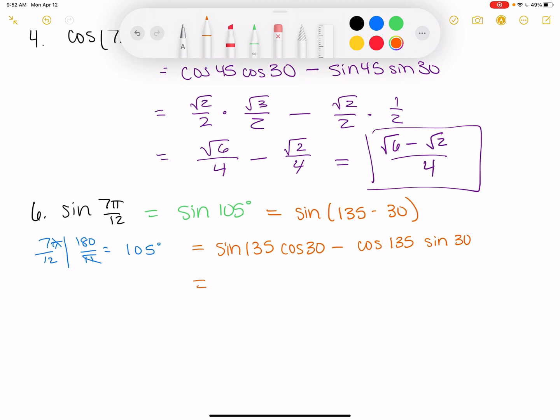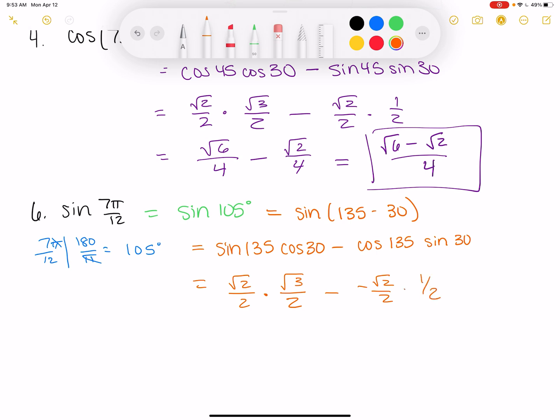Root 2 over 2. Cosine of 30? Root 3 over 2. Cosine of 135? Negative root 2 over 2. Sine of 30? One half.